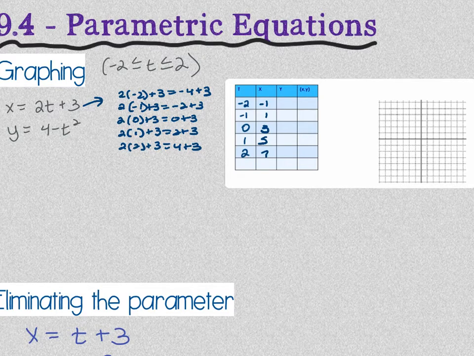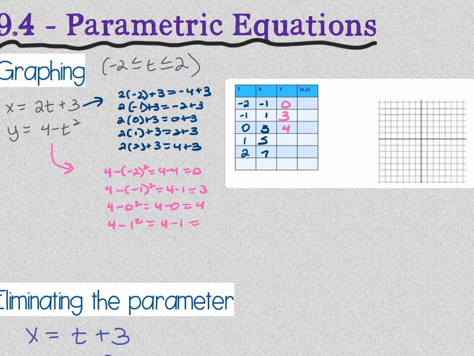Then you want to go back and do y's. So y would equal 4 minus negative 2 squared, which is 4 minus 4, or 0. 4 minus negative 1 squared is 4 minus 1, which is 3. 4 minus 0 squared, 4 minus 0, which is 4. 4 minus 1 squared, 4 minus 1, which is 3. And 4 minus 2 squared, 4 minus 4, which is 0.